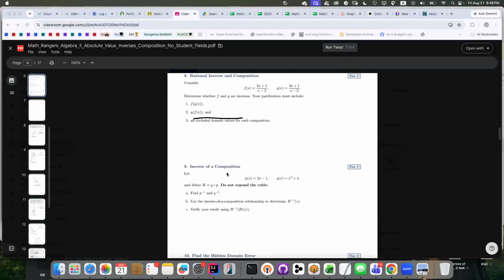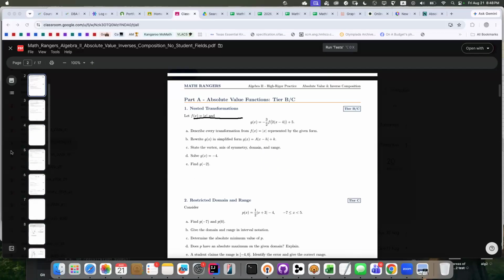Okay, so I can solve the first few. The first few should be easy. Actually, tier B and tier C are the only ones there. A is not there. I took it out. Now f of x is your parent function. I didn't solve this by myself before the class. So let's see: g of x equals 3 by 2 minus 3 by 2 f of 2 times x minus 4 plus 5.